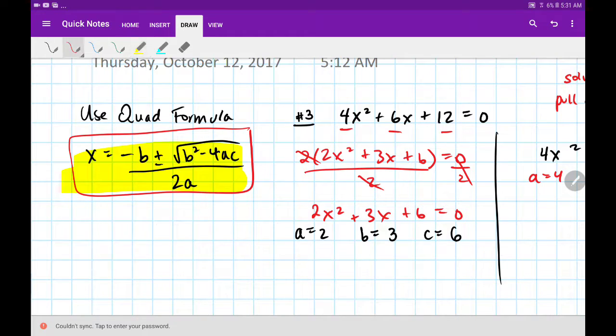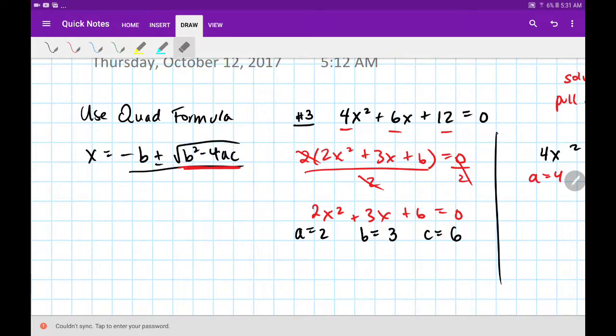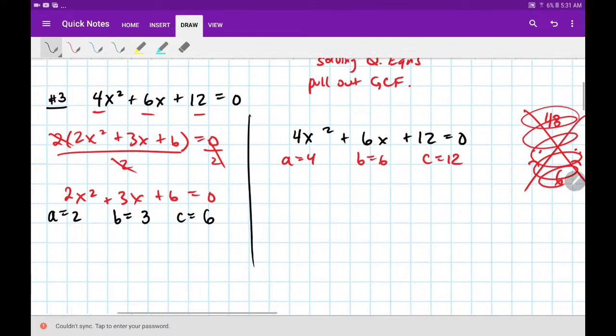Now I want to make a note of what many of you guys are missing. You're only putting the second part over 2a, like this. But that's not the formula. The formula is all over 2a. So I need you to extend this line to cover the whole numerator, negative b plus or minus, all that stuff over 2a. All right, let's plug in.